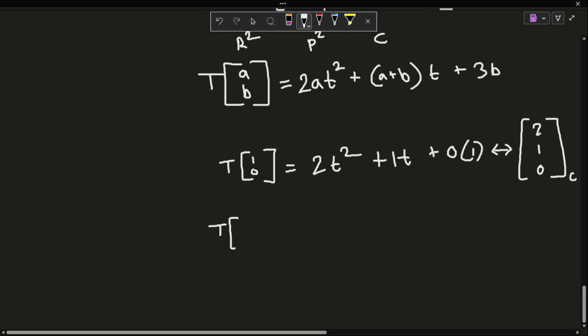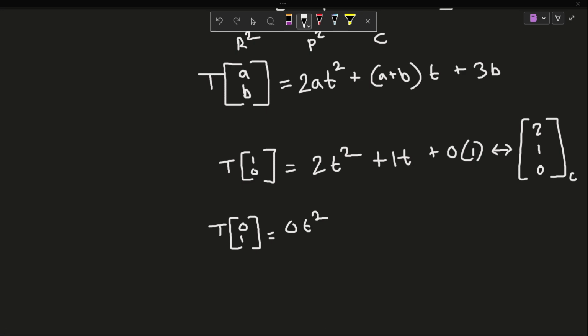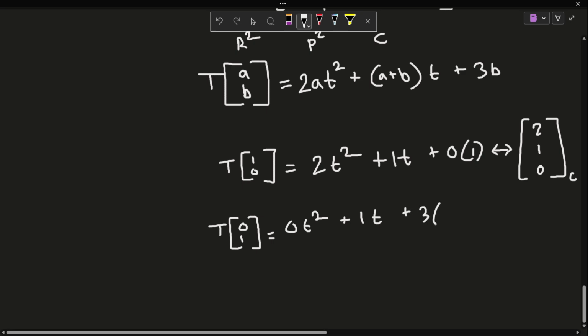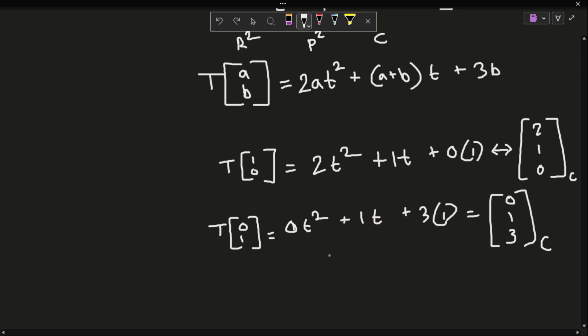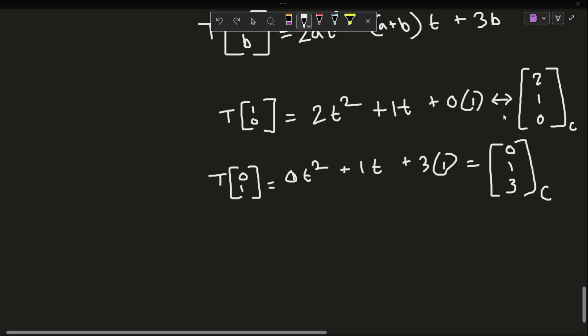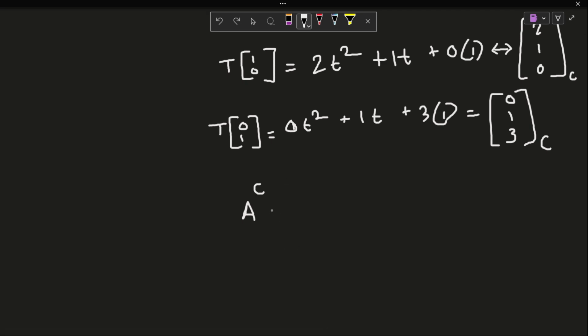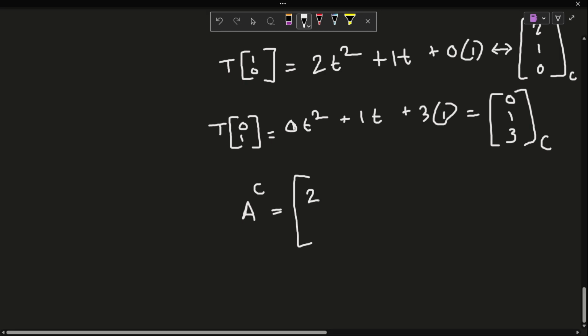And if we do the same thing for (0, 1), that's going to equal 0t squared plus 1t plus 3 times 1. And so that's going to give us (0, 1, 3) with respect to C. Okay? So we're just representing the operation done to this based on our basis here, and we get these two vectors. Then we can say A, which is going to be our matrix representation of this linear transformation, and we denote it with superscript C to show that it's dependent on this basis. This is just going to be equal to these two smushed together.